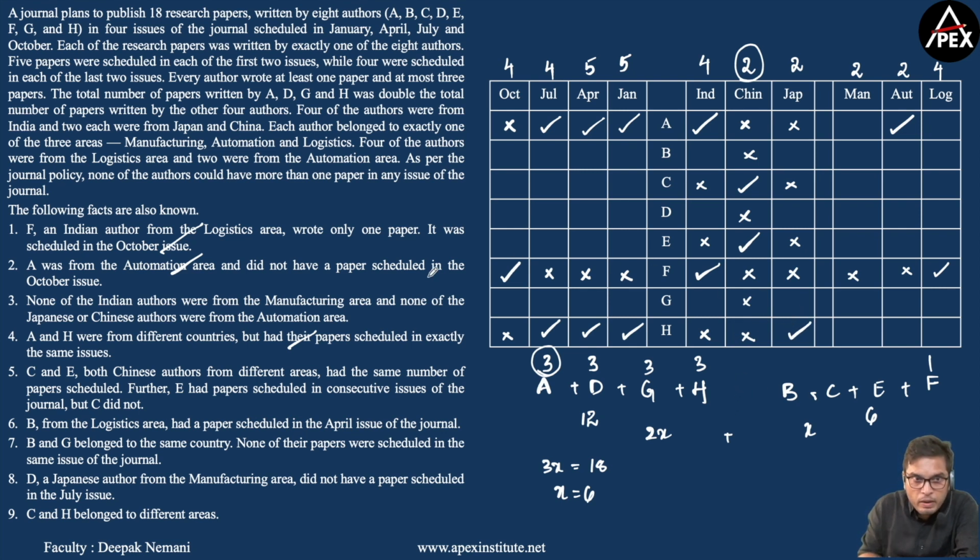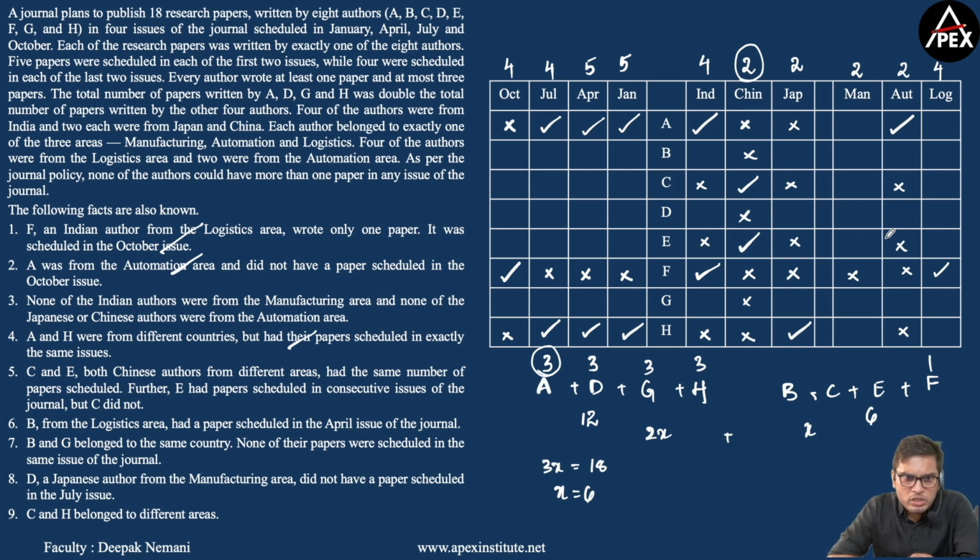Now if H is from Japan, none of the Japanese or Chinese authors were from the automation area. So H is not from automation. Similarly, C is not from the automation area, E is not from the automation area. Now C and D, both Chinese authors from different areas, had the same number of papers scheduled, right? So it can be either 1 or 2. Further, E had papers scheduled in consecutive issues of the journal, but C did not. Now from this statement, it is evident that E and C had written more than 1 paper for sure, right? So that cannot be 3 also. So you need to have C and E writing only 2 papers, right?